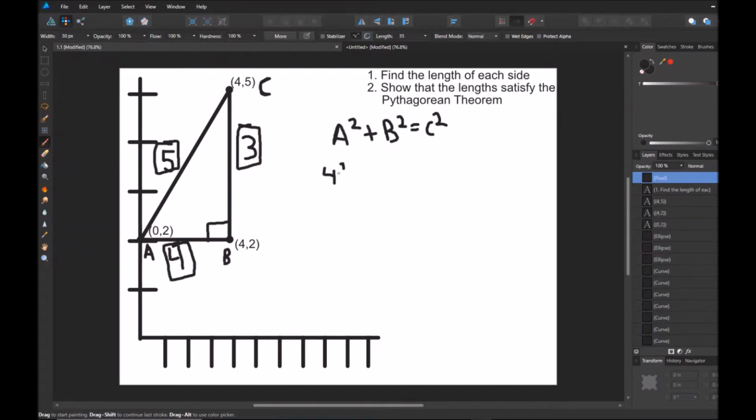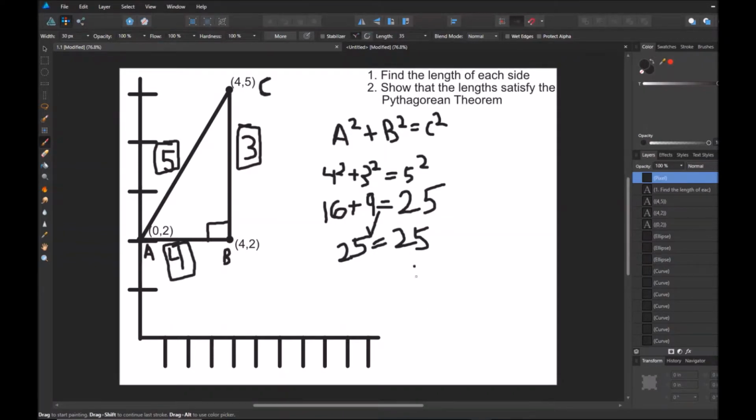So 4 squared plus 3 squared equals 5 squared. So 4 squared is 16, 3 squared is 9, and 5 squared is 25, and 16 plus 9 is 25. So we can say that 25 equals 25, and that the lengths of the legs of this triangle do support the Pythagorean theorem.